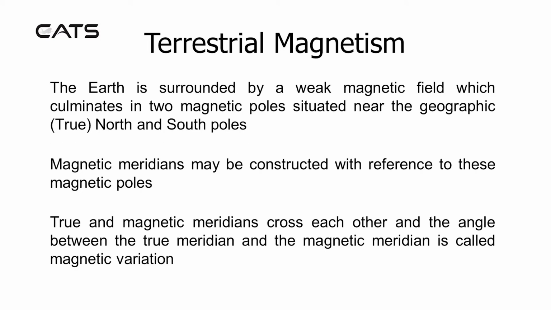Terrestrial magnetism. The Earth is surrounded by a weak magnetic field which culminates in two magnetic poles situated near the geographic true north and south poles. Magnetic meridians may be constructed with reference to these magnetic poles. True and magnetic meridians cross each other, and the angle between the true meridian and the magnetic meridian is called magnetic variation.